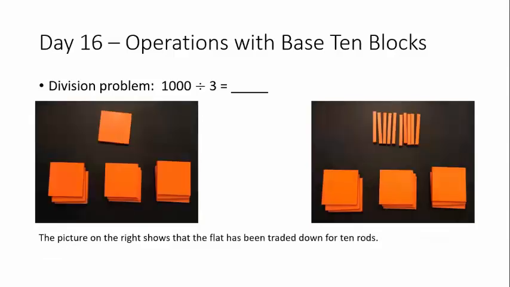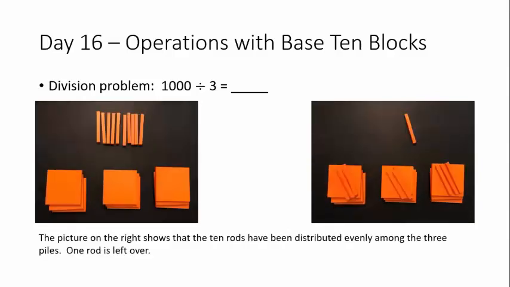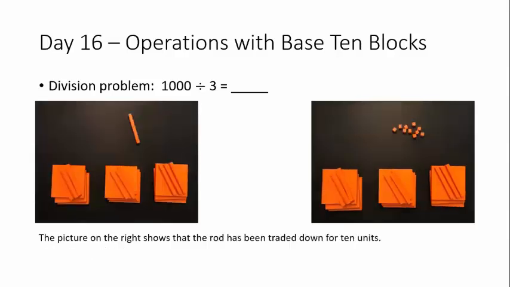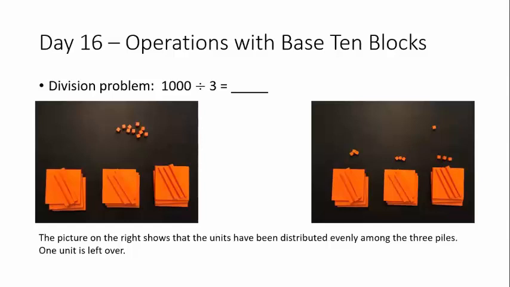I trade down again. The flat is traded down for 10 rods. And the rods are distributed among the 3 piles. 3 rods go in each pile, and 1 rod is left over. I trade down again. The rod is traded down for 10 units. The 10 units are divided equally among the 3 piles. 3 units go in each pile, and 1 unit is left over.